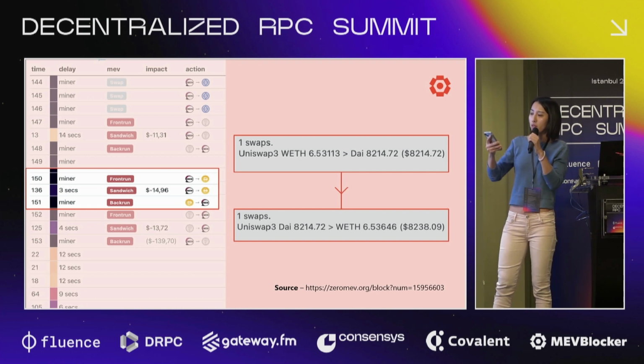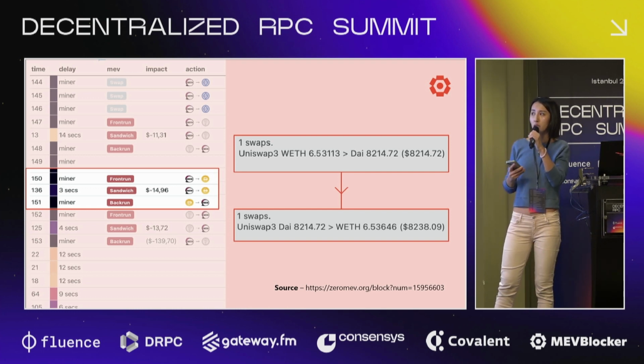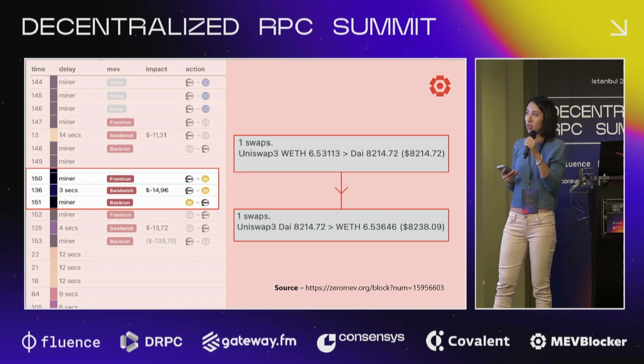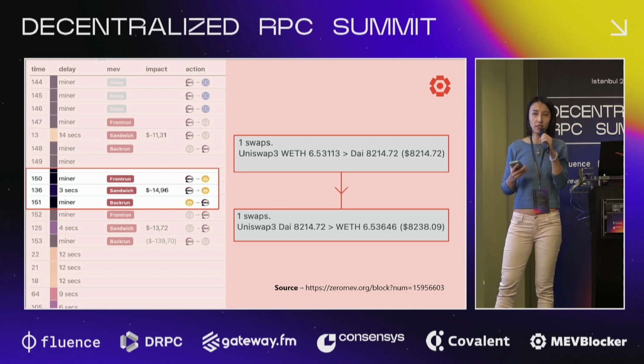Here, the actual user transaction is the middle one. The user is trying to swap WETH to DAI on Uniswap V3. But then it got front run by a searcher, and thereafter a reverse trade, DAI to WETH, as a back run. This, my friend, is called a sandwich. Well, this sandwich cost our friend here $15 US, which is not bad.